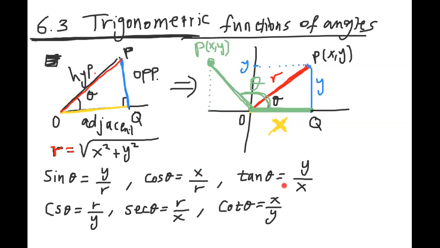The tan, the same thing. Y is positive, X is negative, so the tan is negative. So that's why in the second quadrant, the tan is negative, the cosine is negative, but the sine is positive. Same things for the fourth quadrant and third quadrant.